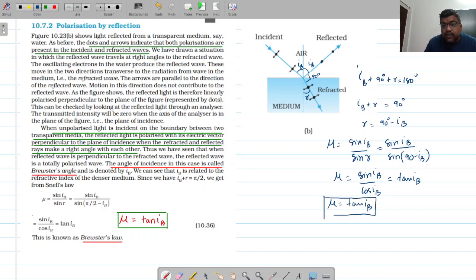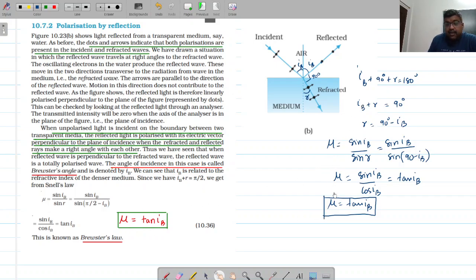So if the angle of incidence is known, we can calculate the refractive index, provided reflected ray and refracted ray are mutually perpendicular. And when reflected ray and refracted ray are mutually perpendicular, the reflected ray will be plane polarized. So when unpolarized light is incident on the boundary between two transparent media, the reflected light is polarized perpendicular to the plane of incidence when refracted and reflected rays make a right angle to each other. The angle of incidence is called Brewster's angle, IB, and then we have the relation mu is equal to tan IB.